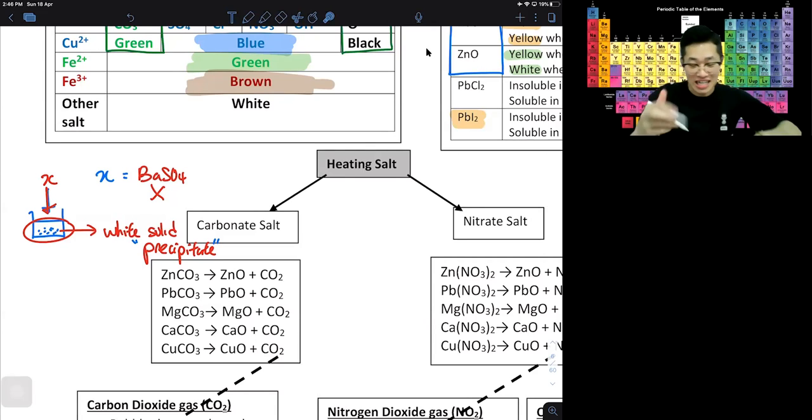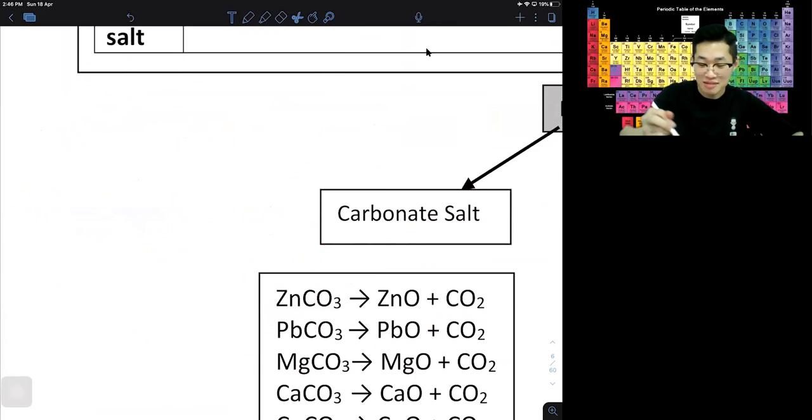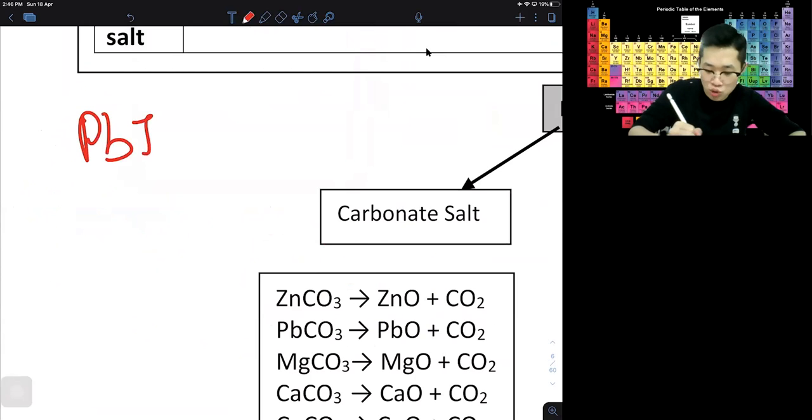Yeah, we continue. Last example is I put PbI2 into water.